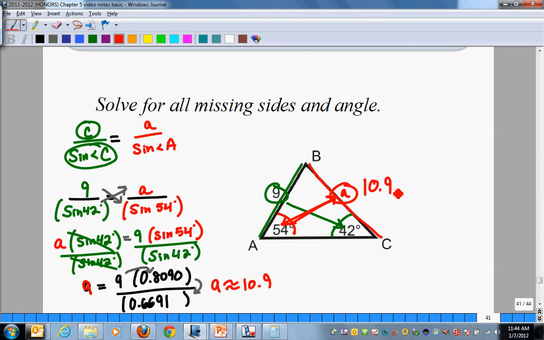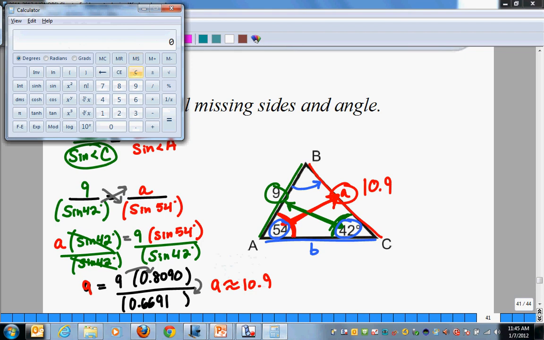Now we can do a quick, logical check. Notice 54 is the larger of the angles, therefore 10.9 is the larger of the sides. 42 is the smaller angle, therefore it is also the smaller of the sides. That's a quick way to check. Now we're also missing both angle B and side B. But if you look really closely, angle B is really easy. We just add these two and take it away from 180. So I'm going to go 180 minus 54, and then minus 42, and I get 84.